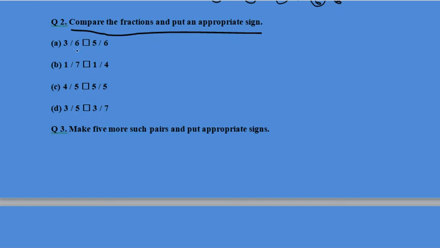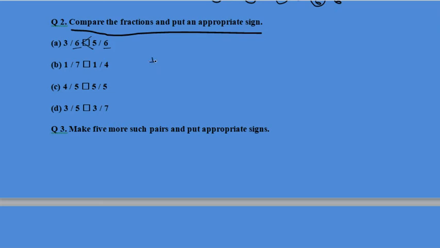So here denominators are equal, 6 and 6. So which one is greater? 3 is greater or 5 is greater? 5 is greater. So you will put sign like this. This means 5 by 6 is greater than the 3 by 6. Then come to next fraction.